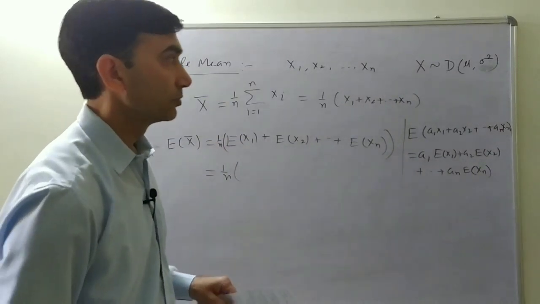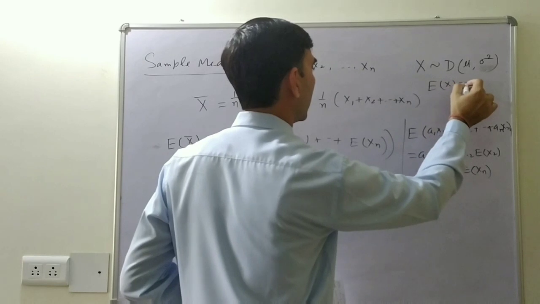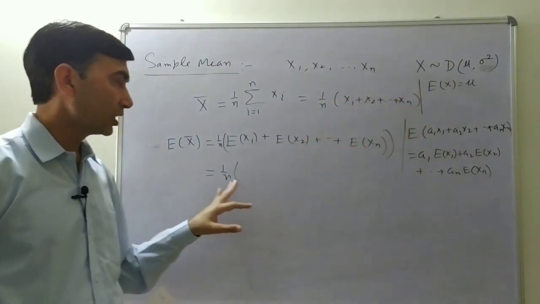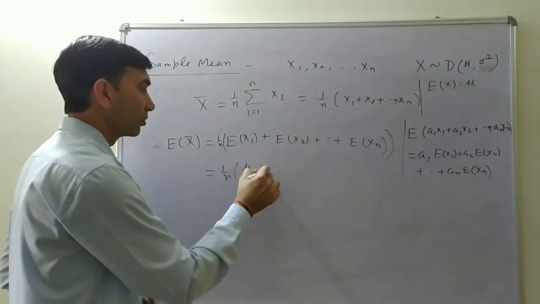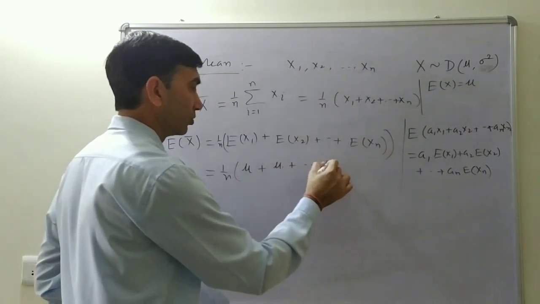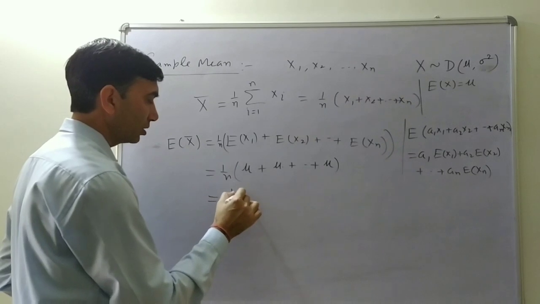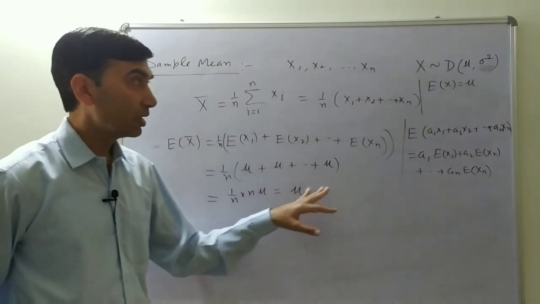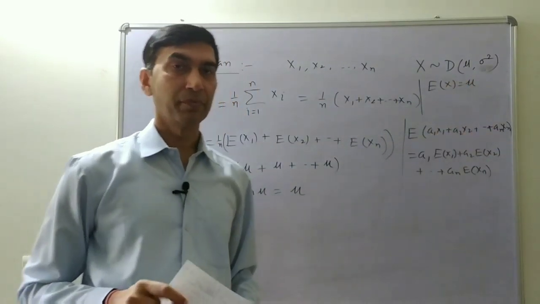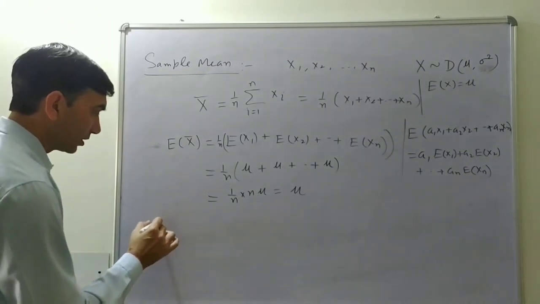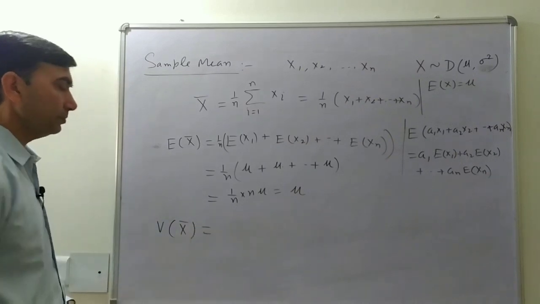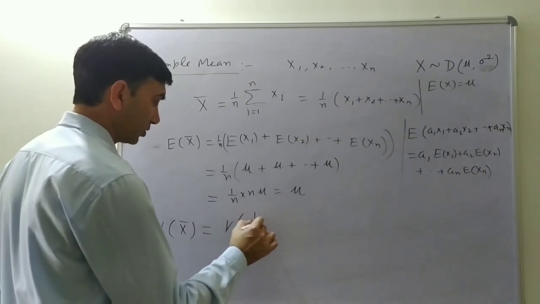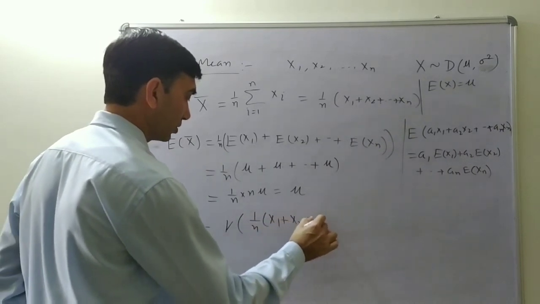Now what is this E(X1)? What is E(X)? Mu. E(X) is mu. Because X1 follows the same distribution as X, so E(X1) should also be mu. E(X2) similarly is mu and so on, mu. So finally you get 1 by n into n times mu, that is mu. So the mean of the random sample is the same as the population mean. Note this point. Likewise, we can calculate the variance of X bar. It is given by variance of 1 by n, (X1 plus X2 and so on, Xn).